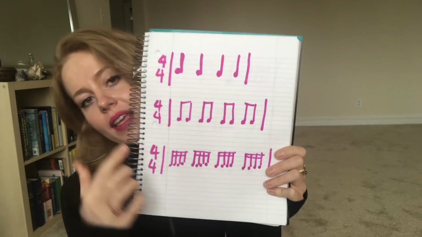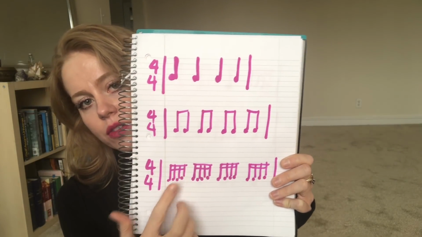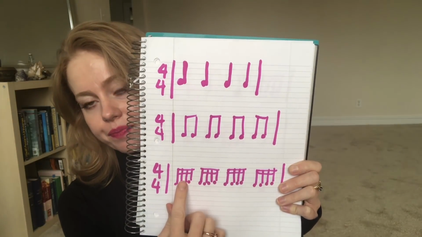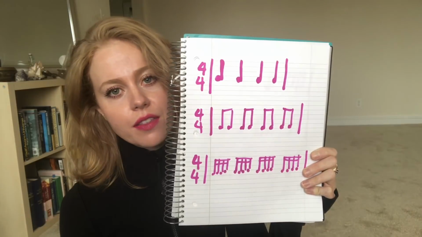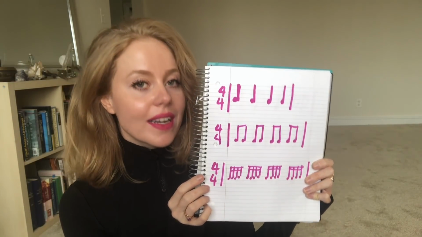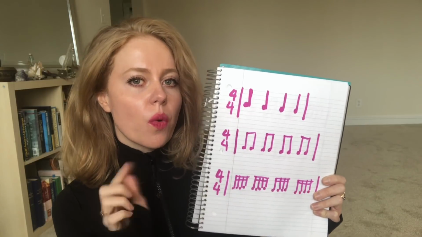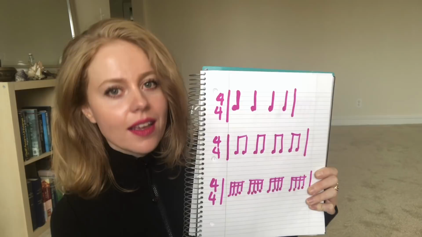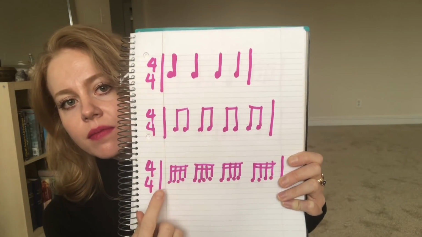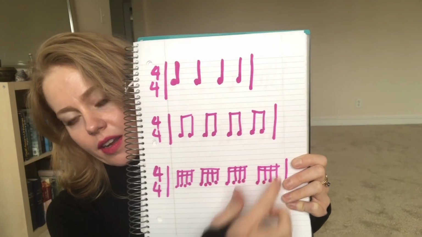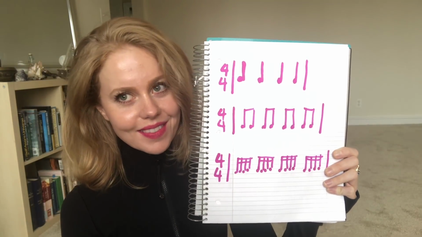Now we have 16th notes. You can see there's 4 little notes in every group, so there's 4 of these in every click that we hear. We're going to need 4 syllables: 1 E and a. That's what we're going to use. 1 E and a, 2 E and a, 3 E and a, 4 E and a. And they all have to be even. We've got to stay in that pulse.